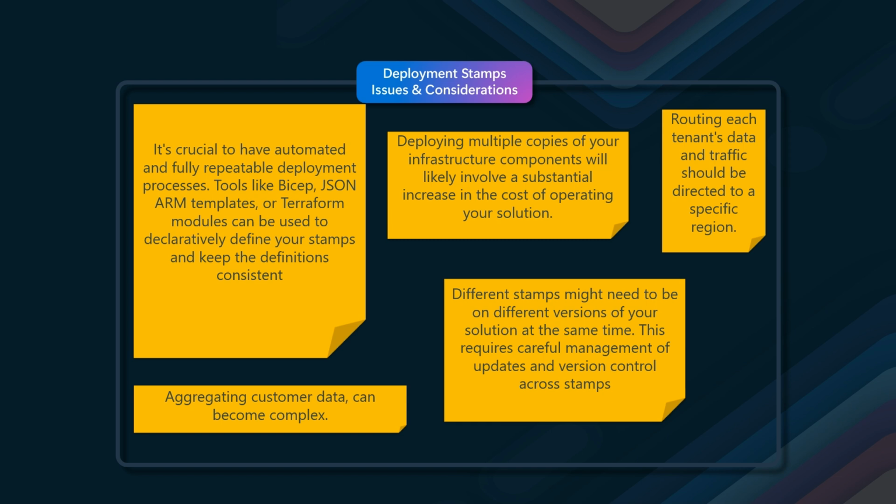Shared components. Some components might be shared across multiple stamps. For example, a shared single page app for all tenants could be deployed in one region and then replicated globally using Azure CDN. For multi-region applications, each tenant's data and traffic should be directed to a specific region. This ensures that requests are routed to the correct stamp based on the user's geographic location.